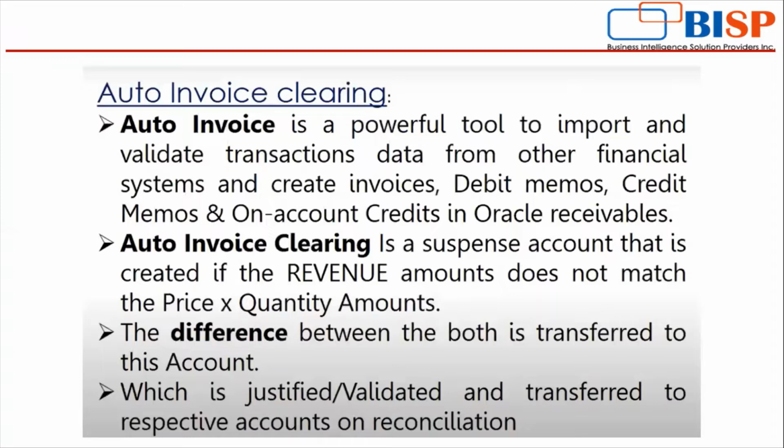Auto invoice clearing is a suspense account that is created if the revenue amounts do not match the price and quantity amounts. So basically, it is the difference between the price at which the organization makes its sales and the price at which it purchases the goods. So the difference will temporarily go into an account which is called an auto invoice clearing account, and which is then justified and validated and transferred to the respective accounts on the reconciliation. So we will see the process and go to our application.